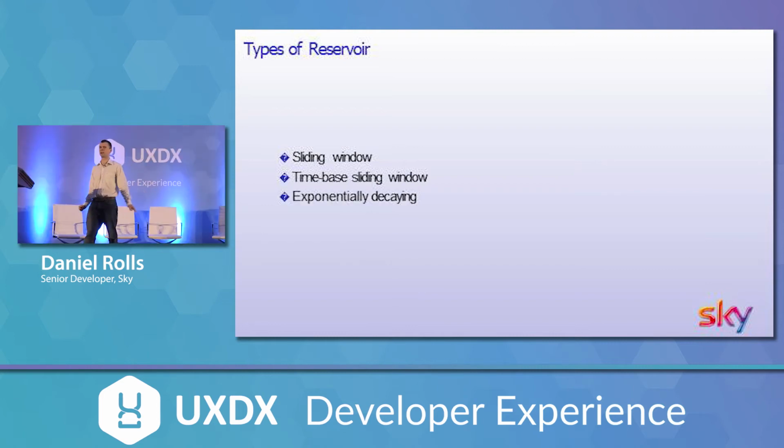So the last bullet point is an exponentially decaying reservoir. And exponentially decaying reservoirs are great because they weigh more recent data exponentially higher than older data, which is kind of cool. It's kind of what we want. It's the default. So if you're using this library, it's probably what you're using. It's what we're using. So let's take a closer look at it on the next slide, please.